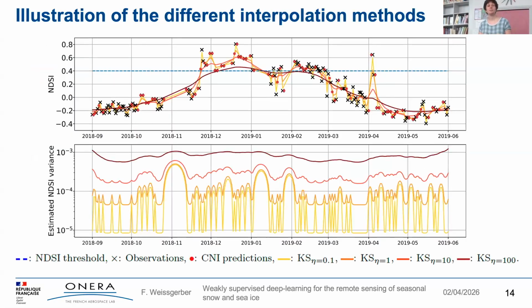Okay, so those are some examples with the Kalman smoothing. So as I said, when we have a large parameter eta, basically we are smoothing a lot and not really following the observation.